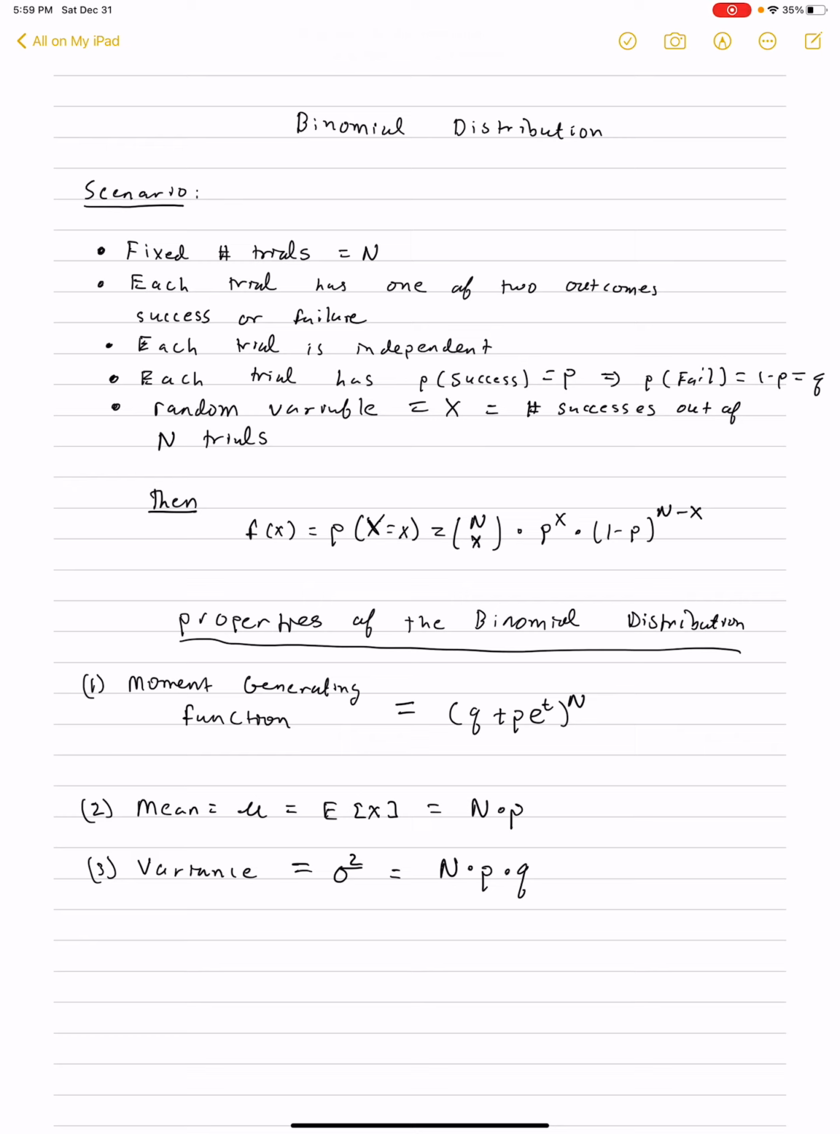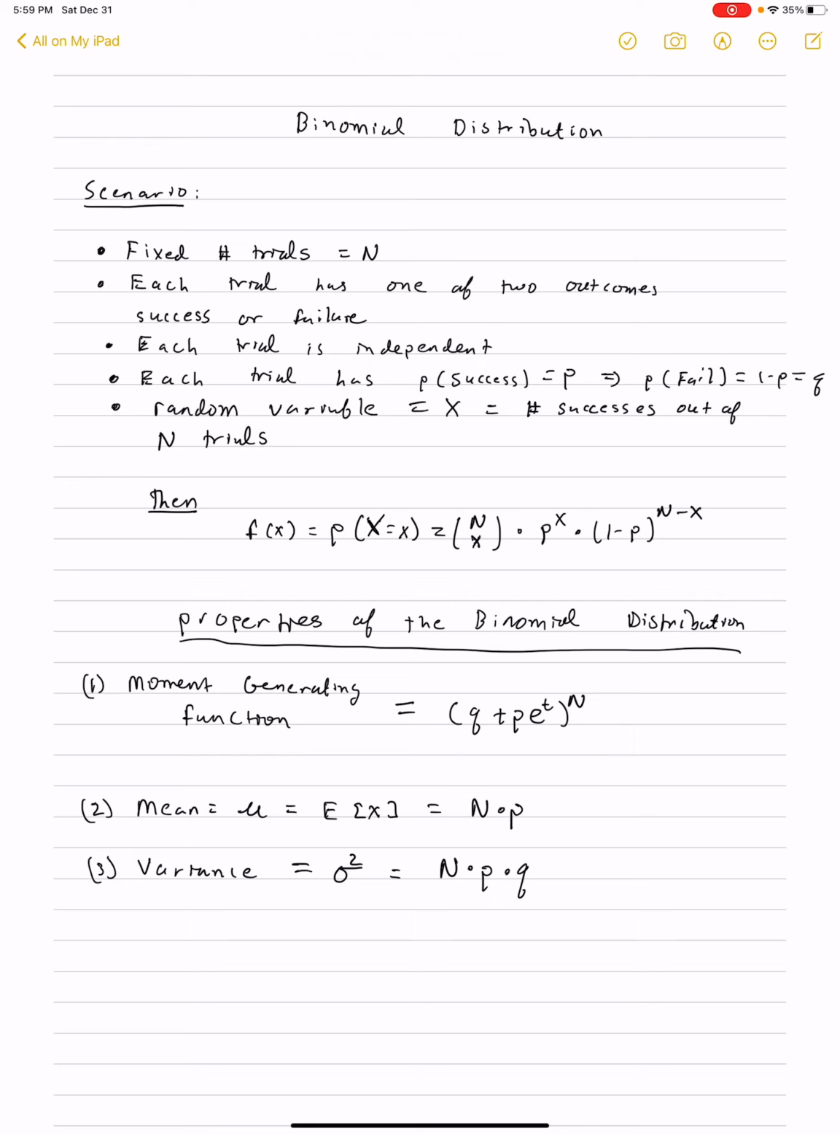So just as a quick reminder, we have the binomial distribution when each of these bullets under the scenario is satisfied. There's a fixed number of trials. Each trial has one of two outcomes, success or failure. Each trial is independent. Each trial has probability of success p, probability of failure 1 minus p, which is called q, and the random variable counts the number of successes out of the fixed number of trials n. Then we can use the probability distribution f of x written down.